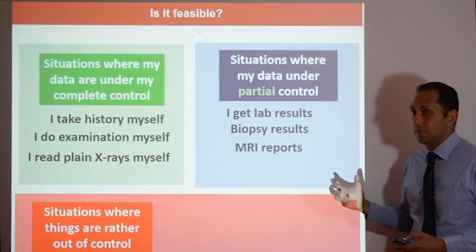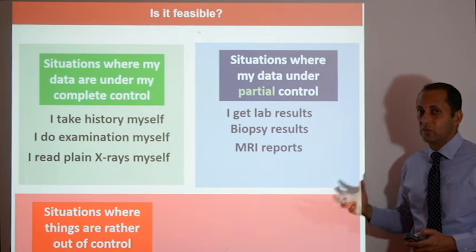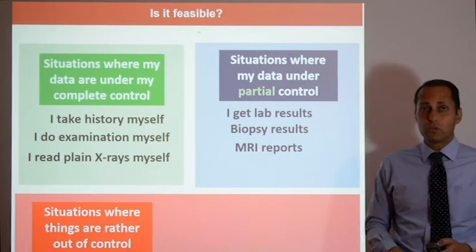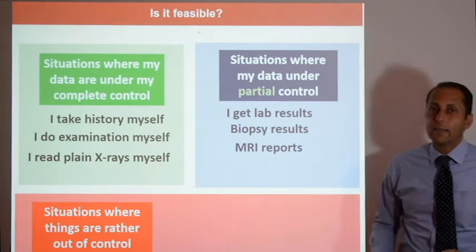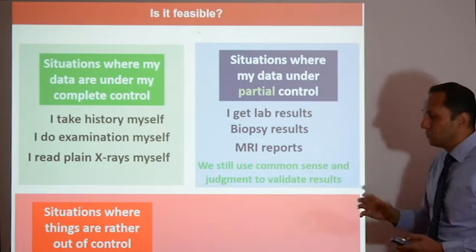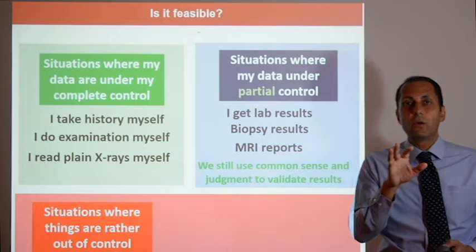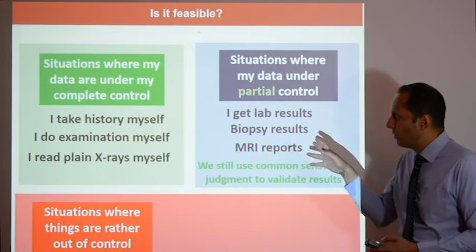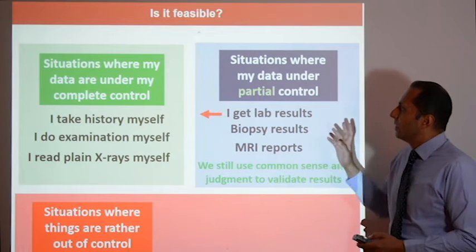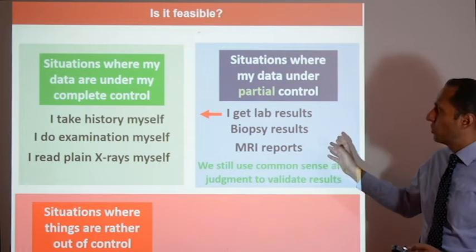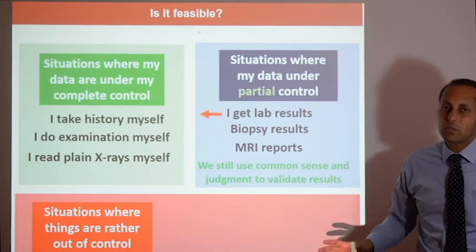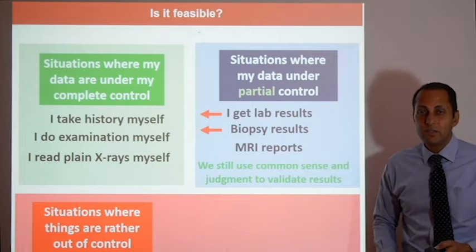Partial control: I get lab results, while someone else did the lab, not me. They're sending me the report. Biopsy results. MRI reports. I get the report and I take action accordingly. We still use common sense and judgment to validate results. Sometimes we tell the patient, no, I want to repeat this ESR again. No, I want to go for a second opinion on this biopsy result or MRI. Okay, can I move those partial controls to complete control? Can this lab result go to complete control? No, I cannot start a lab business and I cannot read renal biopsies.